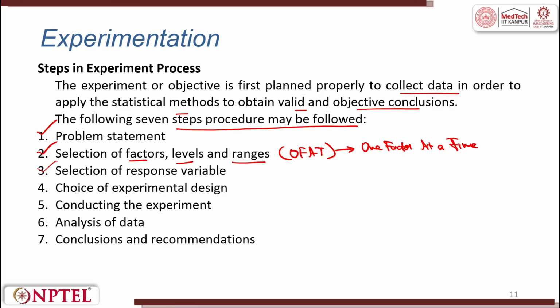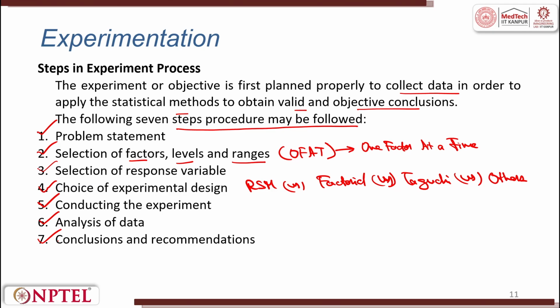Selection of response variables. What response variables are more required to be studied? Choice of experimental design, whether we are using RSM versus factorial versus Taguchi method versus others. What is the kind of experimental design that you are trying to have here? Conducting the experiments, then analysis of data, conclusions and recommendations.